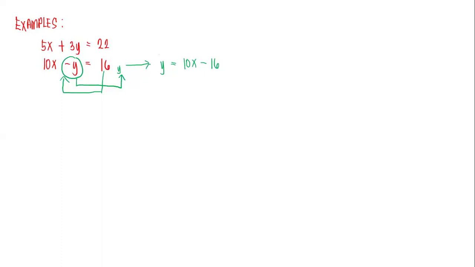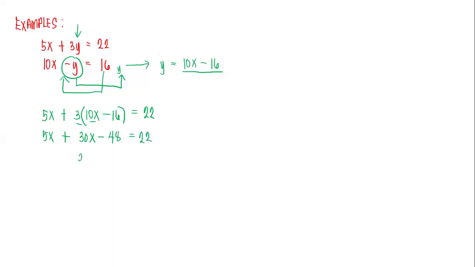Since we already have the value of y, which is 10x minus 16, we just need to substitute it into the first equation that we have. So we'll have 5x plus 3 times our y, 10x minus 16, equals 22. Okay, so 5x, simplify: 3 times 10, that will be 30x; 3 times 16, that is 48, so negative 48 equals 22.